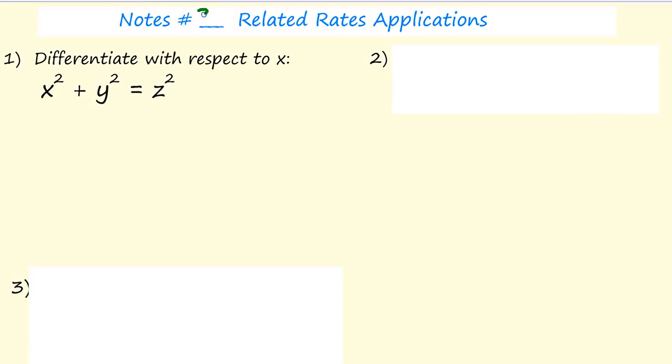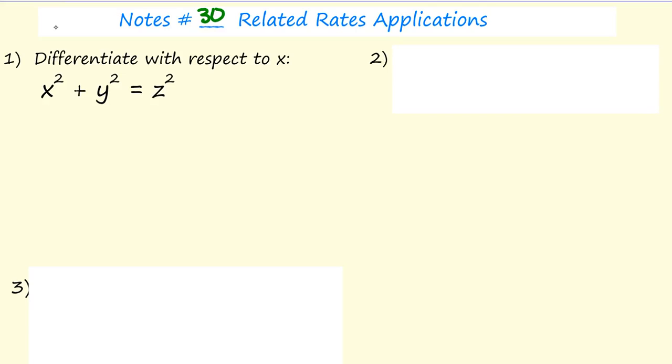Hey everybody, I think this is notes number 30, and today we're going to be starting the applications part of this course. And the type of application we'll be working on all this week is called related rates. Now the first few problems, I think 1 through 7, are not really related rates applications, but they're just problems to get us ready to do the applications.